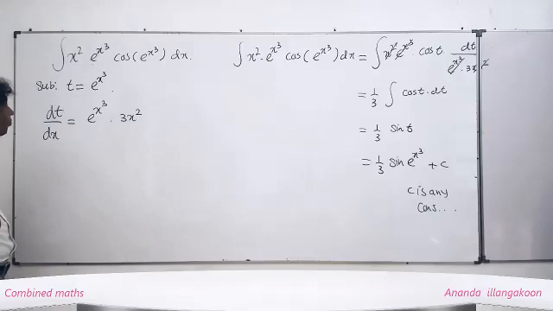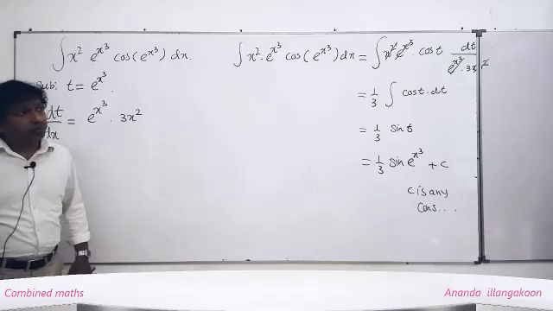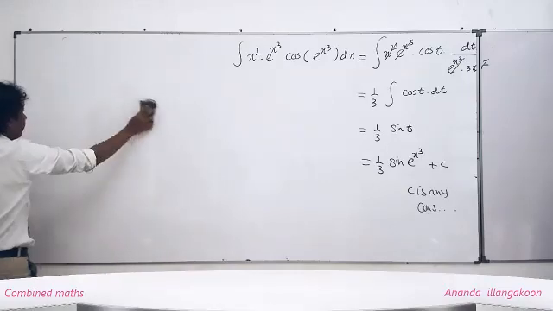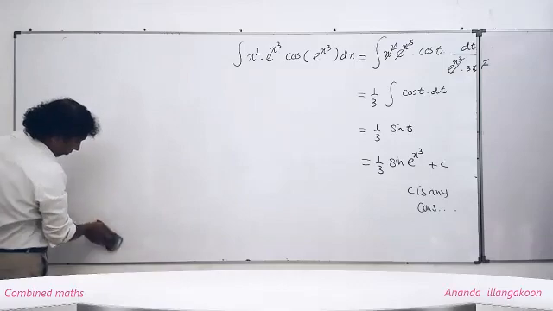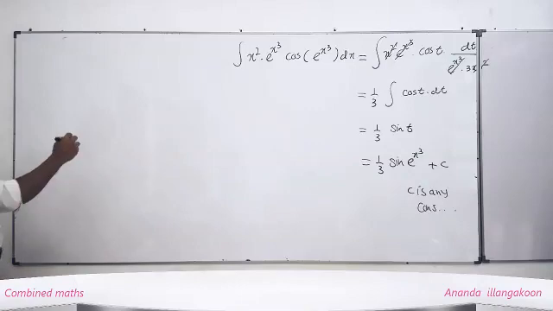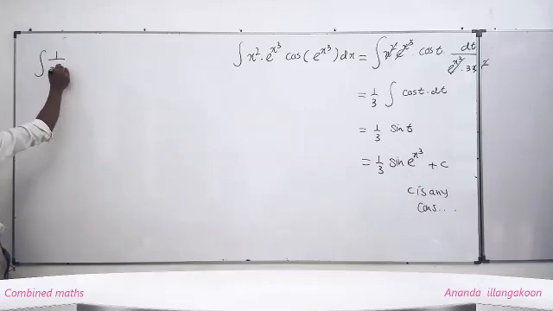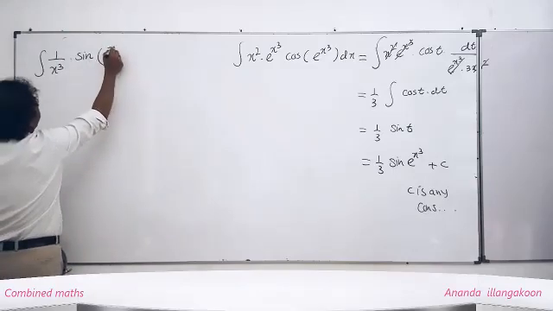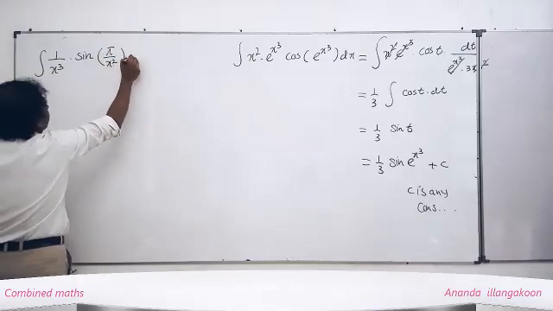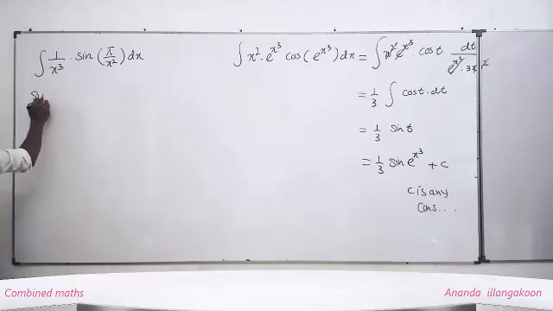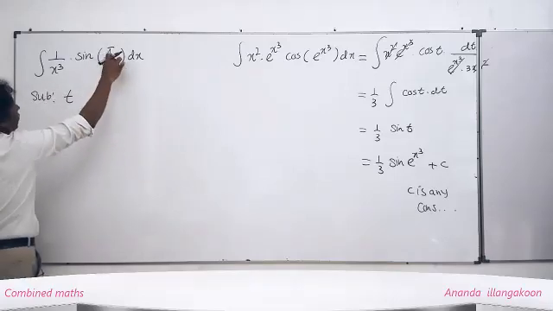Now the next one: 1 over x cube sine of pi upon x squared dx. Put a substitution, pi upon x squared as t.